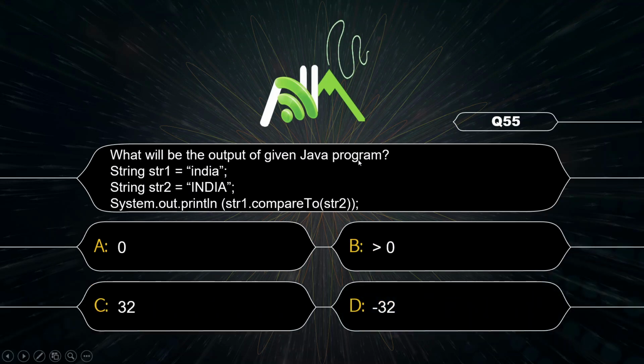of a given Java program. The content of str1 is India and it is written in small letter case, and the content of str2 is India but it is written in capital letter. And we know the ASCII code of small letter a is 97, b is 98 and so on. The ASCII code of capital letter A is 65, B will be 66 and so on. Consider the case of A. For the others also it will be the same, that's why 97 minus 65. So the correct option will be option C, 32.